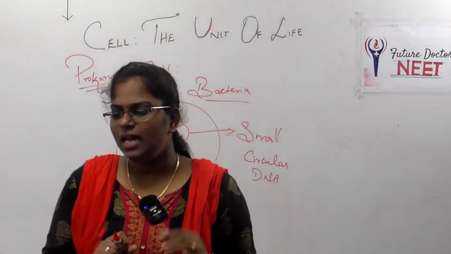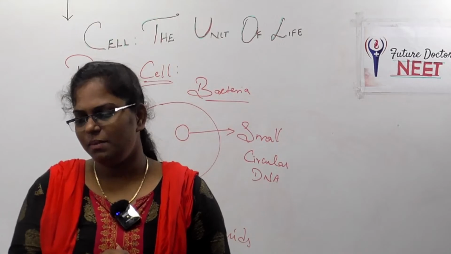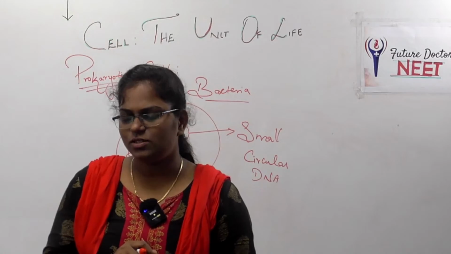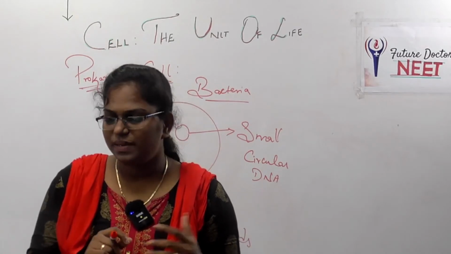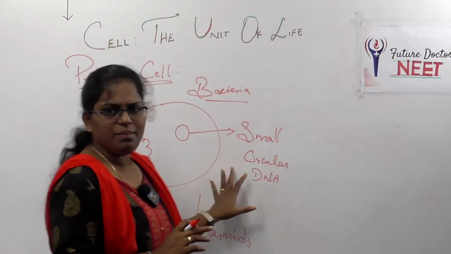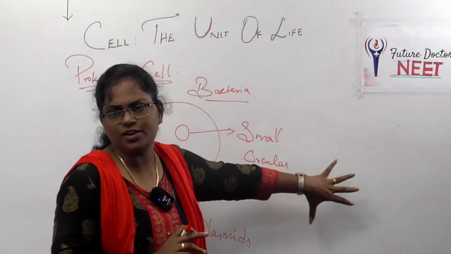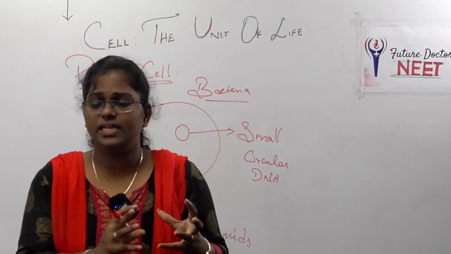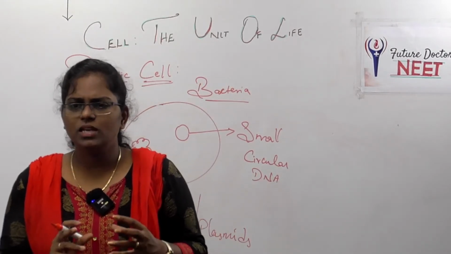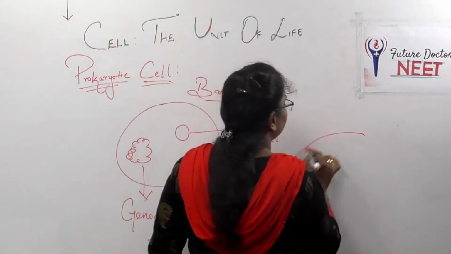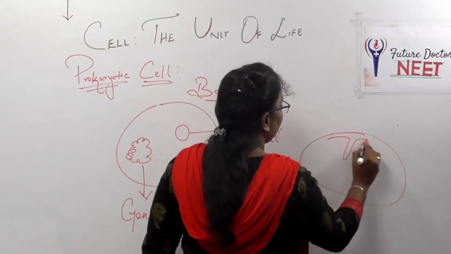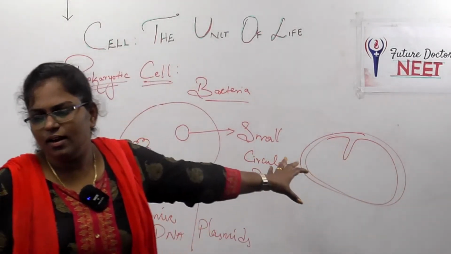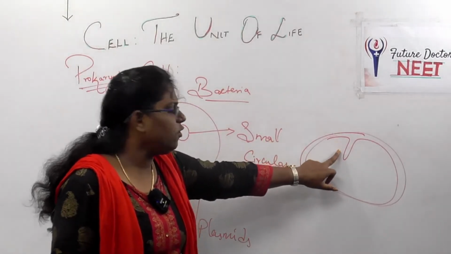And then there is a specialized differentiated form of cell membrane called the mesosome, which is a characteristic of prokaryotes. In the prokaryotic cell the cell membrane is present, and a specialized differentiated part of it is called the mesosome. The mesosome will be like this. The mesosome is an infolding structure.